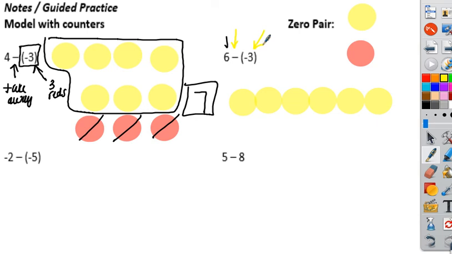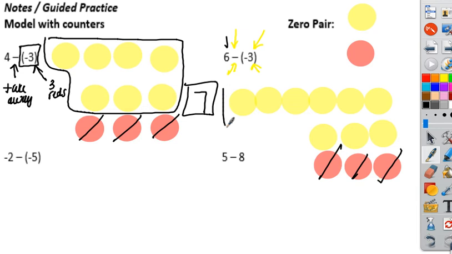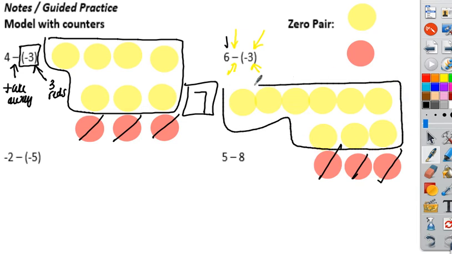So if it's not there for me to take away, I'm going to create it using 0 pairs. For every 3 yellows that I add, I'm going to add in 3 reds. And then again, now can I take away 3 reds? And I can, 1, 2, and 3. And now you can see that I am left with 1, 2, 3, 4, 5, 6, 7, 8, 9 yellows, which is a positive 9.